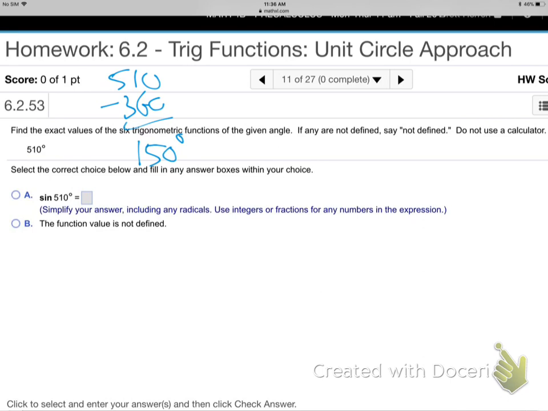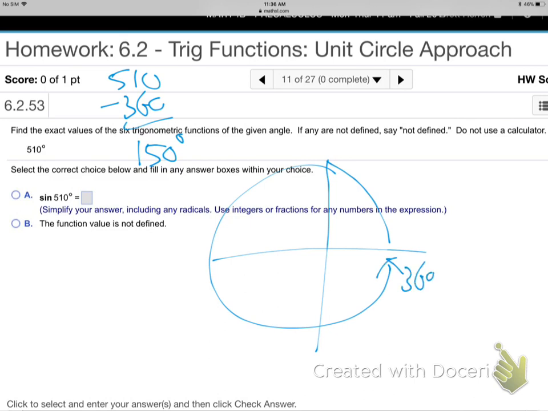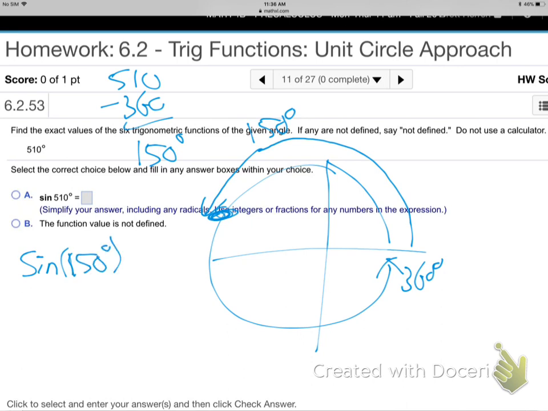Because 510 means all the way around 360, and keep going 150 more to where you stop. That's 510. So 510 is a full 360 and 150 more. In other words, it's the same thing as just asking 150. So when they say, what's the sine of 510? It's the same thing as asking, what's the sine of 150? Because it's the same spot.